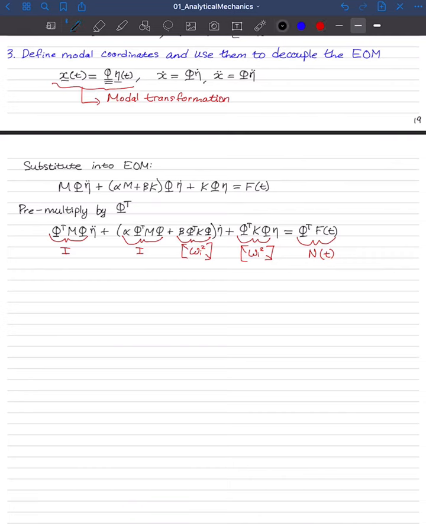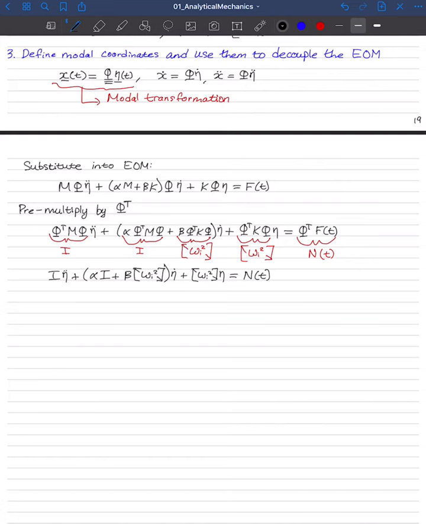From there, we'll end up with I times eta double dot plus alpha I plus beta times the diagonal matrix with omega i squared in the diagonals. All of that multiplied by eta dot plus diagonal matrix with omega i squared along the diagonal times eta, and this is then equal to n of t.